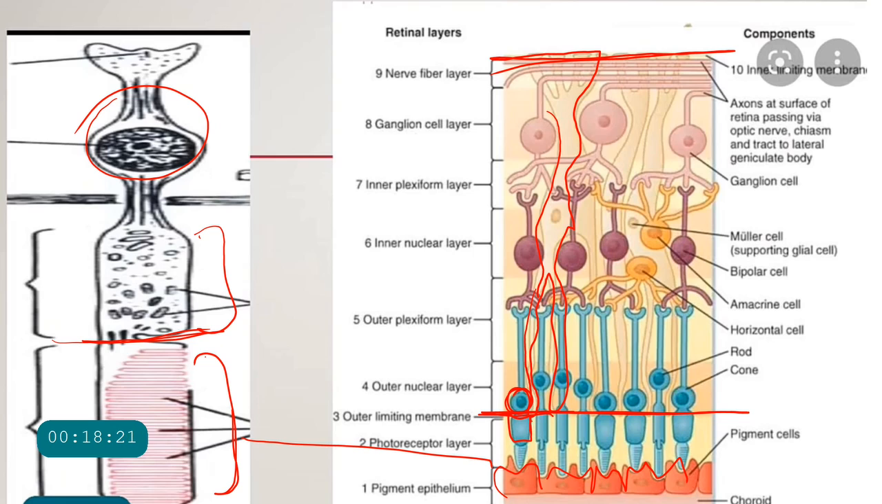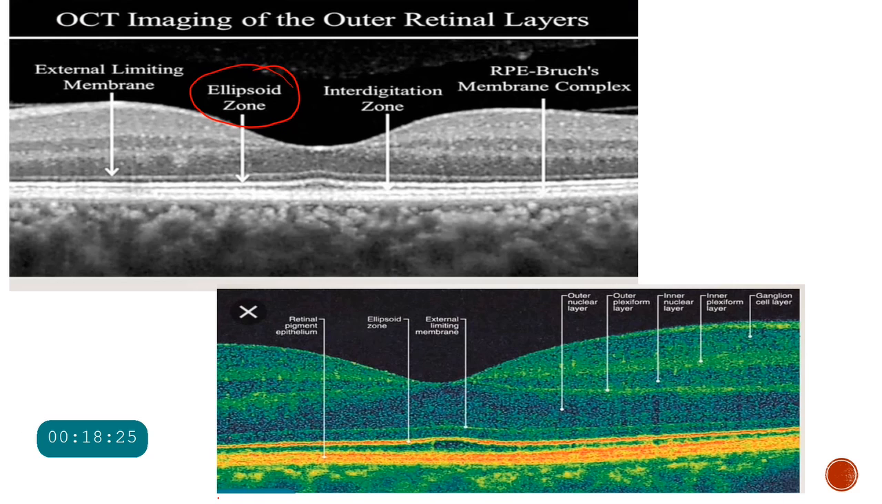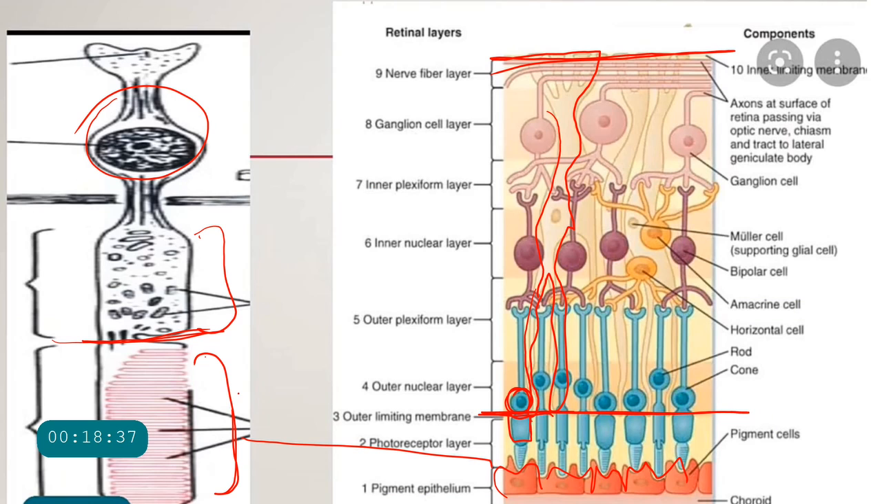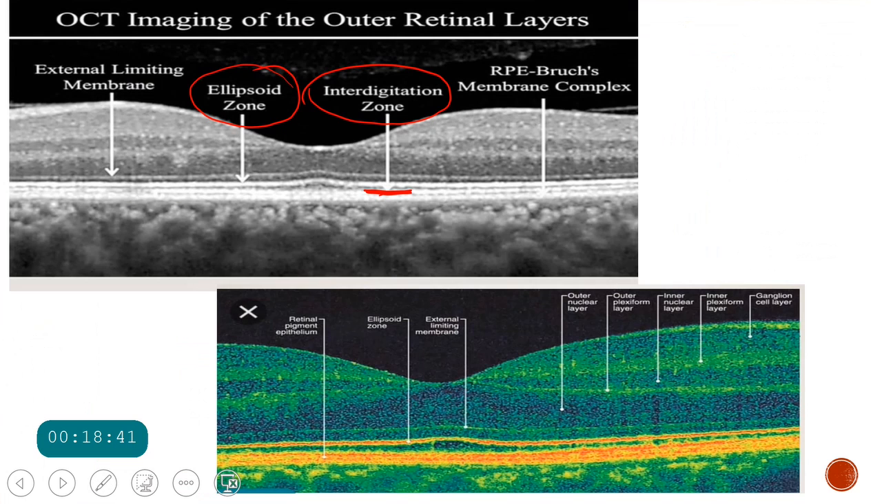And it was previously called the IS-OS junction, but now the terminology has changed and it is called the ellipsoid zone. Then outer to the ellipsoid zone, we have the interdigitation zone, and this interdigitation zone is a point where the outer segment of the rods and cones is actually sitting on the pigment epithelium. And finally, the outer reflective area is the RPE-Bruch's membrane complex.